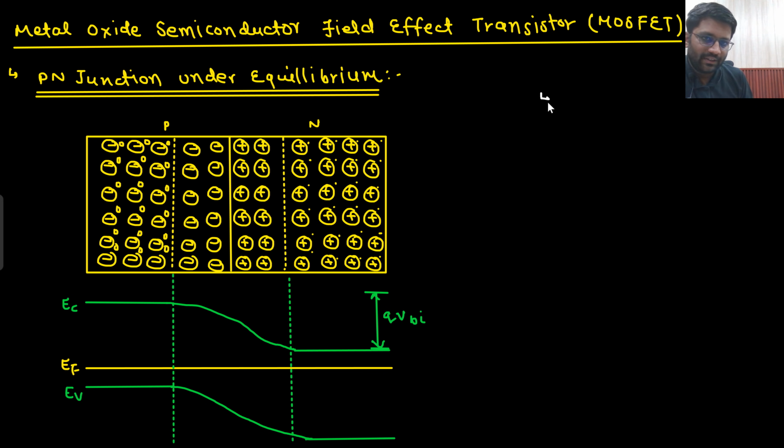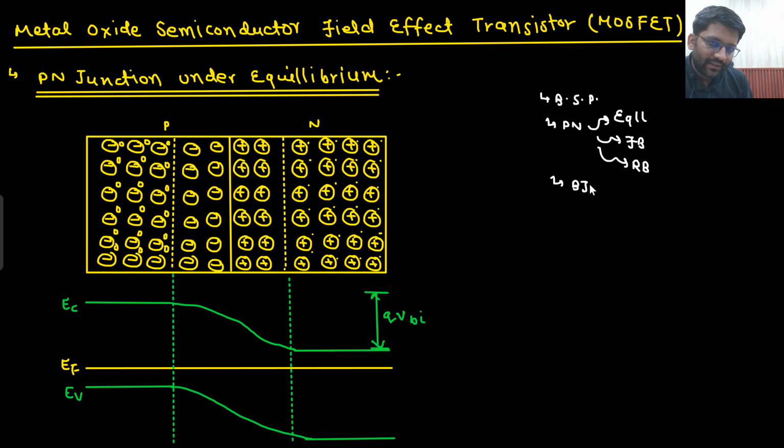First we started with basic semiconductor physics, right? Then we studied the PN junction. In the PN junction, first we studied it under equilibrium. Then we studied forward biased and reverse biased, right? Then we studied the BJT, then we studied the MOSCAP, and now we are going to study the MOSFET.